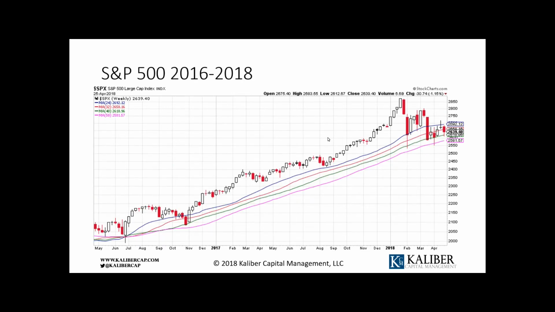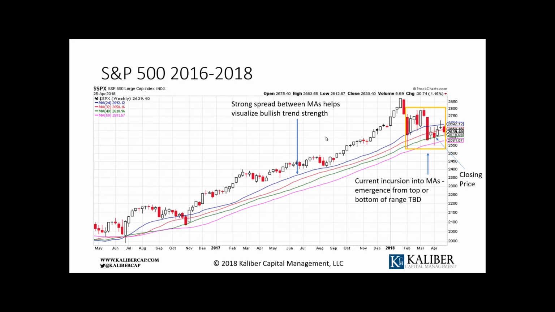Now we come to the present day 2018 correction. The moving averages have strong spreads, and price has not closed below the moving averages. The closing price is most important and is part of the body of the candle, not the thin lower wick. Note that price has been trading in a range, bounded by a high and a low. We'll be watching this for any changes.